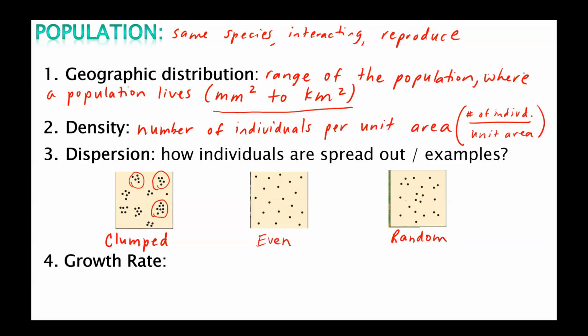So far we've got geographic distribution, density, dispersion. These are all ways that we're going to be studying populations of organisms and their interactions with their biotic and abiotic factors around them. The fourth one is the growth rate, and this is important. This is going to be one that we're going to spend a little more time on, because this is going to be identifying how fast a population grows.